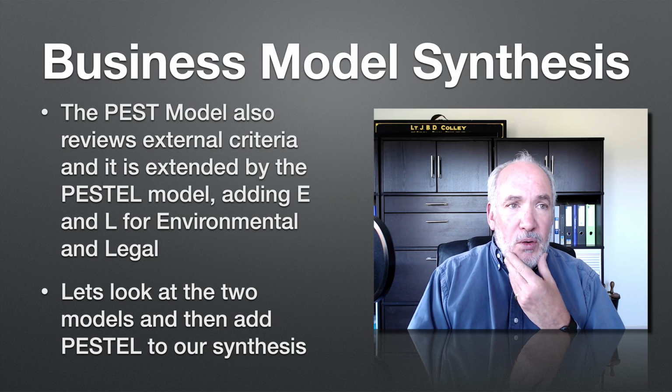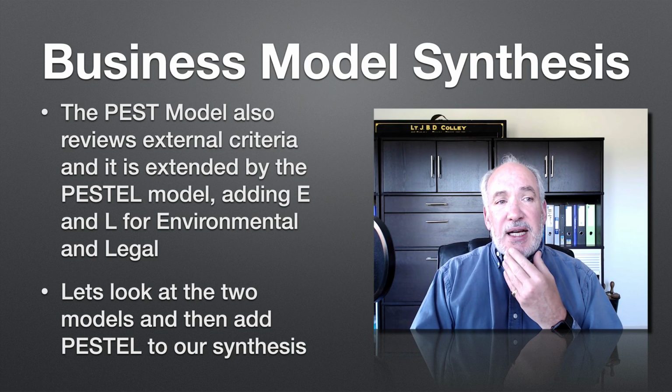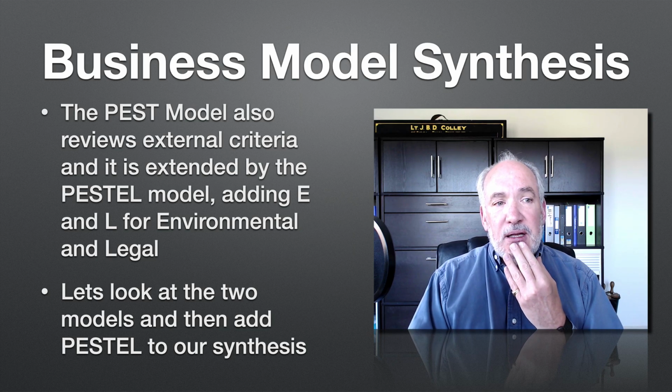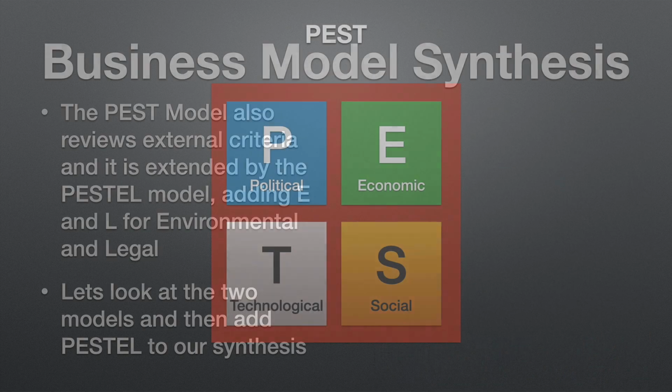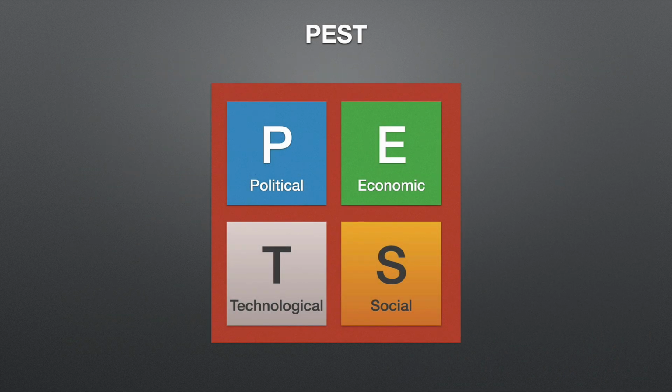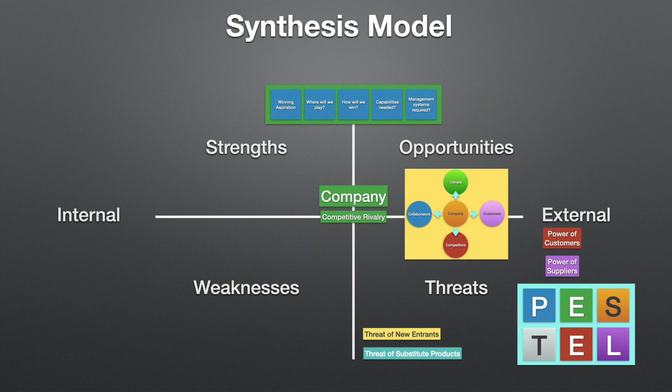The PEST model also reviews external criteria, and it's extended by the PESTL model, which adds E and L for environmental and legal. So let's have a look at these two, and then I'm going to bring PESTL into our synthesis. So the PEST model is political, economic, technological and social, and then the PESTL model, extending that, adds environmental and legal. So if we bring it into our synthesis model, I placed it external and on the threat side, mostly because I want to keep the opportunities gap at the top free for the next model.